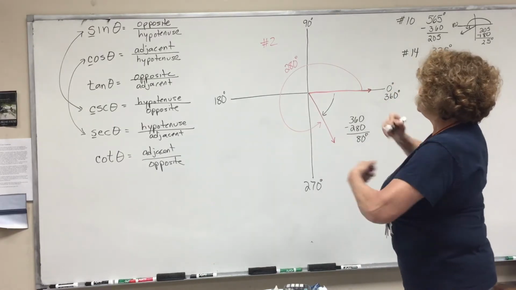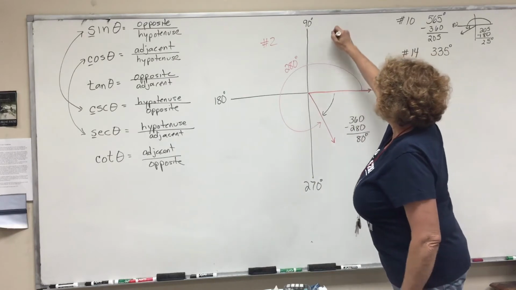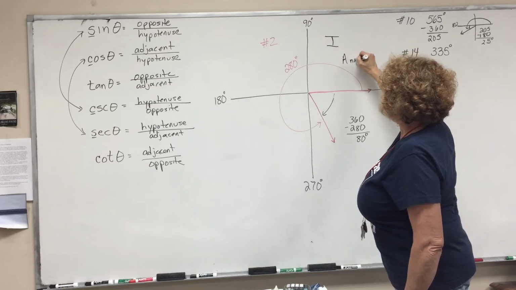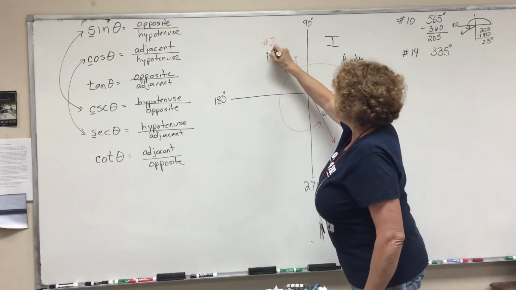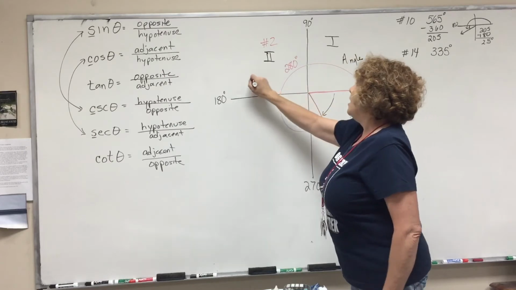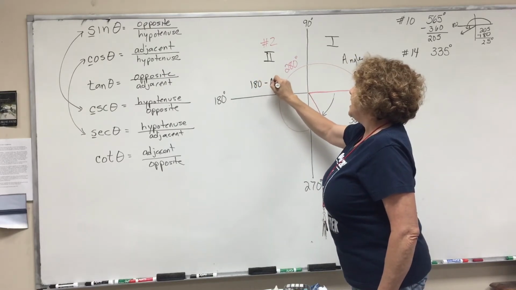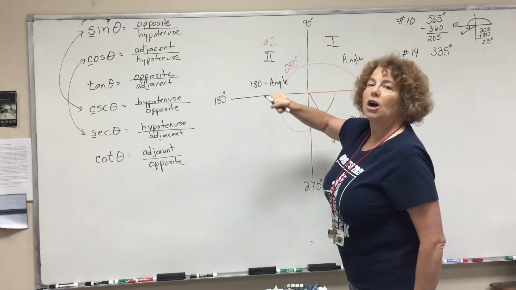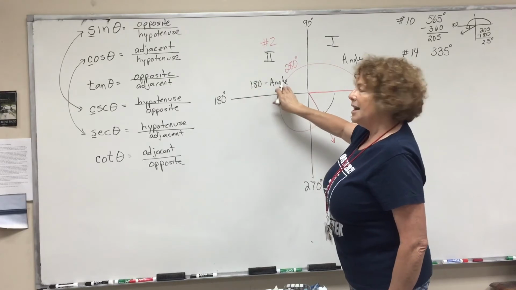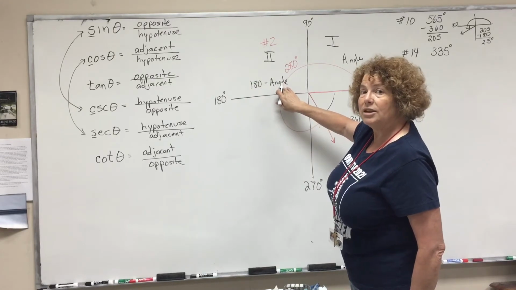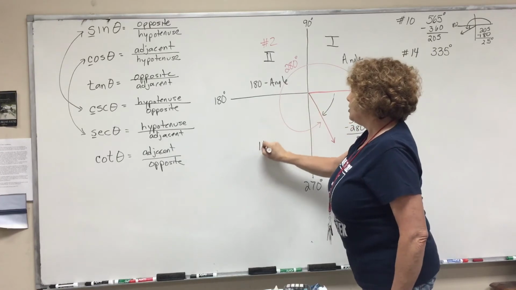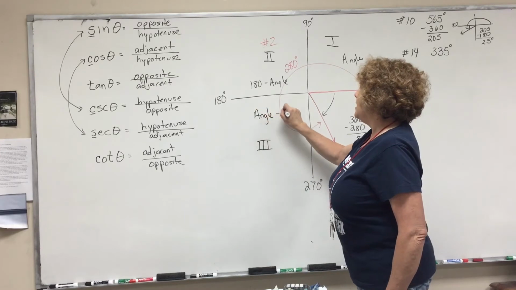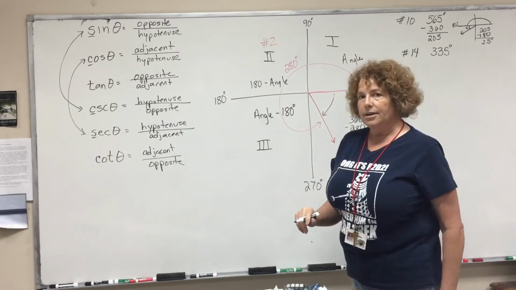Okay, so you could say that the reference angle in the first quadrant, this is the first quadrant, would just be the angle. The reference angle in the second quadrant would be 180 minus the angle that you are given. If it's in this quadrant, for example, if it's 165, it'd be 180 minus 165, so it would be 15 degrees. If it's in this quadrant, which is the third quadrant, it would be the angle minus 180 degrees, and that'll give you your reference angle.